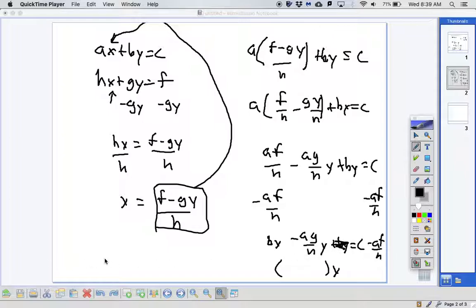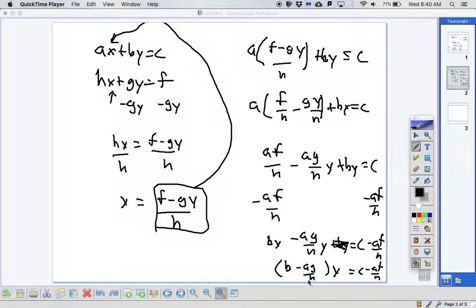And you know you can do that because 2 plus 3 is equal to 3 plus 2. In this case, we're going to have something more like negative 2 plus 3 is equal to 3 plus a negative 2, which happens to be 3 minus 2. So we're allowed to switch the order as long as the signs stay with the number. So that's what I'm going to do. And then I'm going to separate it out. So we got b minus ag over h, and then the y's are right here. And over here we still have c minus af over h.